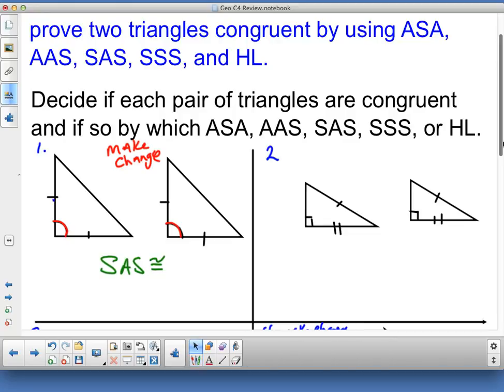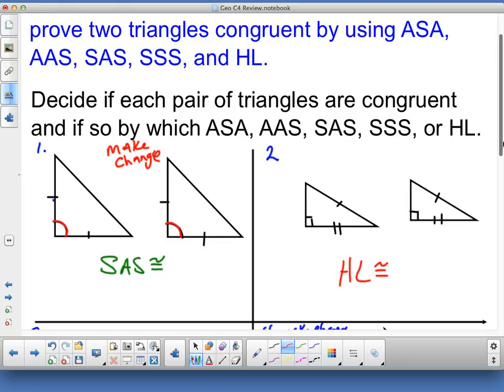And the next one, it's a right triangle. It has a right angle. The markings allow me to see that I have the legs congruent and the hypotenuse congruent. Which one do I use here? Hypotenuse leg. Fantastic. Thank you, Johnny. So hypotenuse leg congruence allows me to do that. It must be used with a right triangle. If it's not right, I can't use it.